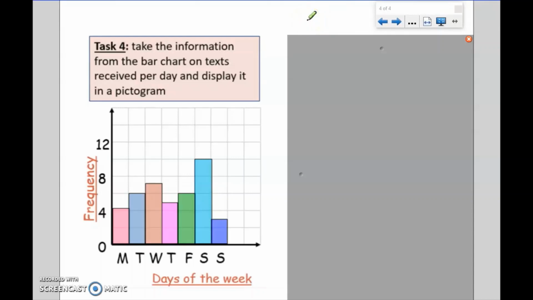Okay, can we have a go at the final task, task 4? Can you take the information from this bar chart and place it into a pictogram? The bar chart shows the amount of texts received per day by somebody. We can take the frequencies from the heights of the bars. So you may want to display this data in a frequency table, or you might just want to take the frequencies directly from the bar chart and place them into a pictogram. Could you pause the video at this point and have a go at task 4?